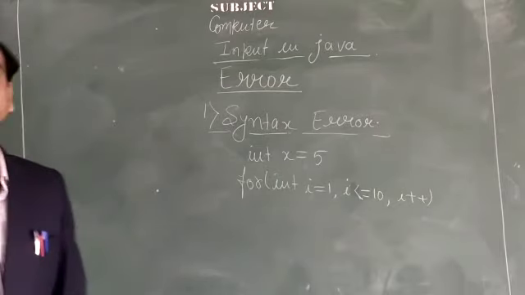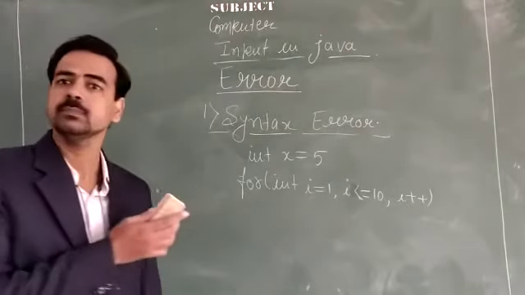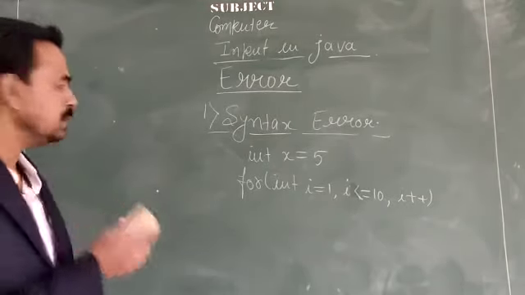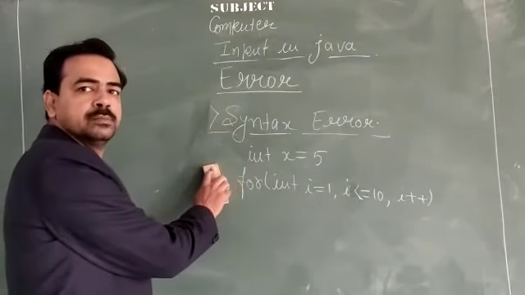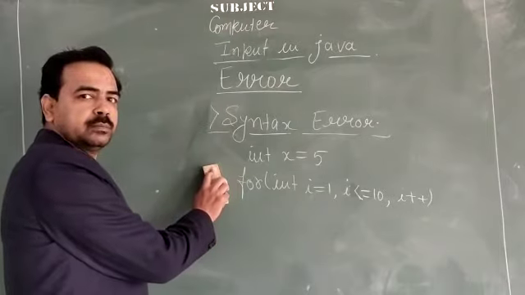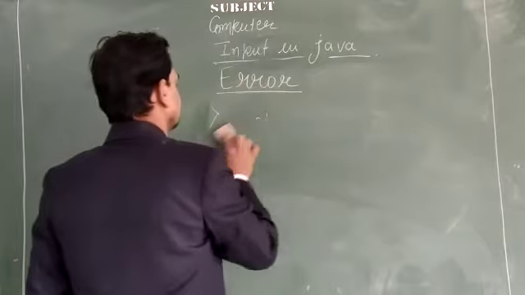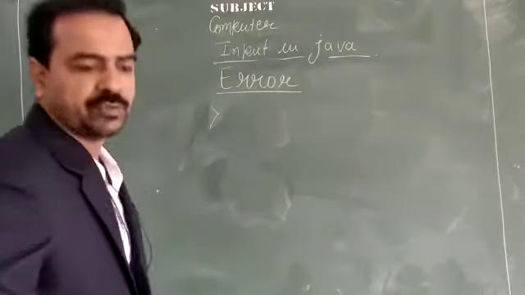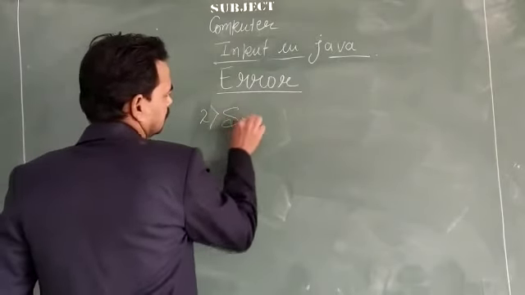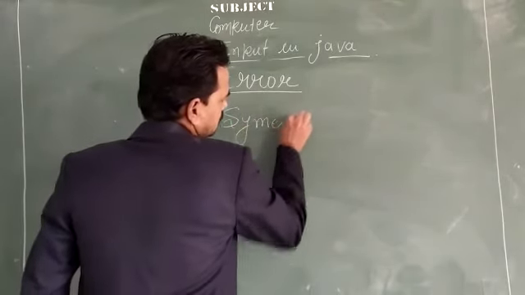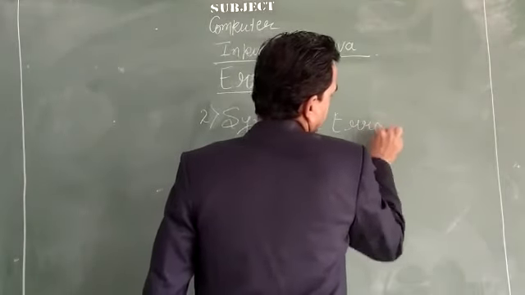The next error is known as semantic error. Should I rub this? Okay. Have you written? Harshit. Now, the second one is semantic error.